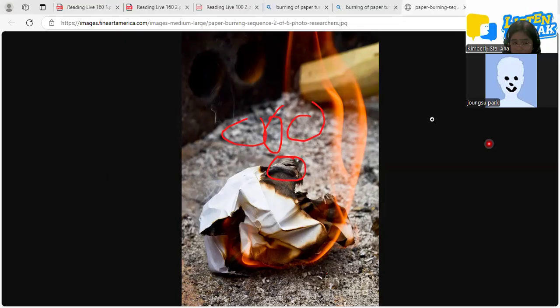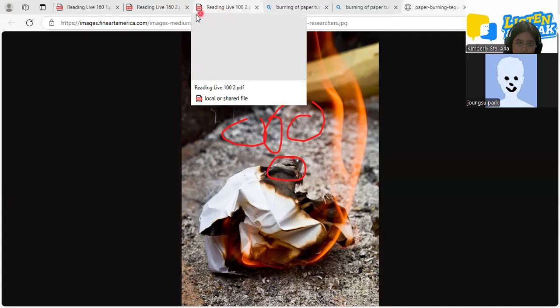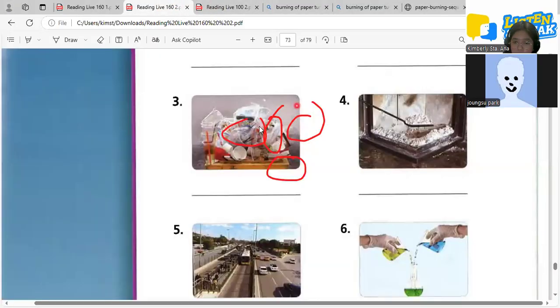Hello? Jimin, I can't hear you. Okay, so remember, Jimin, when you burn something like paper, what can we get? What do we call this? Ash. We will get ash after burning paper, wood, or boxes. Now, let's go back to your book.